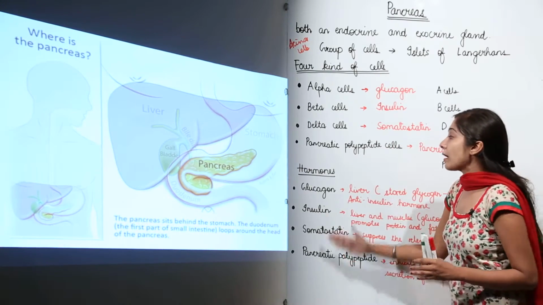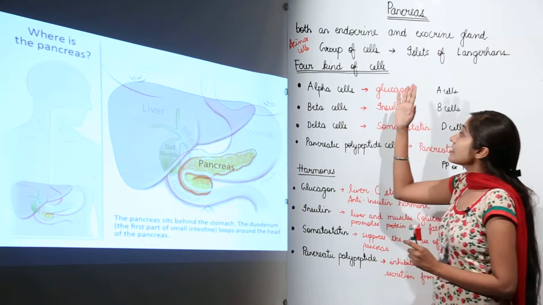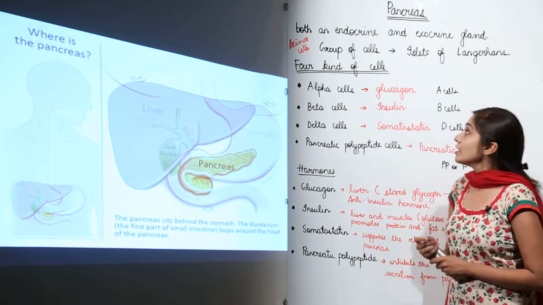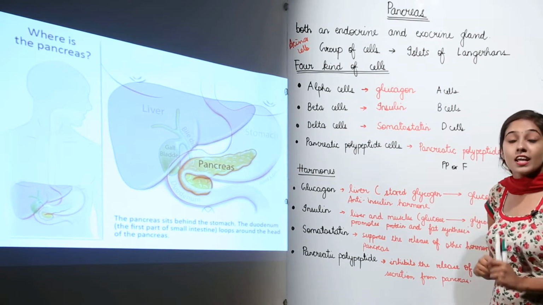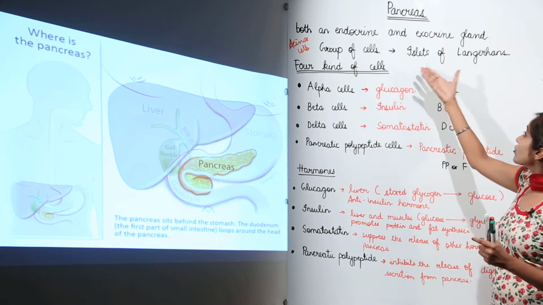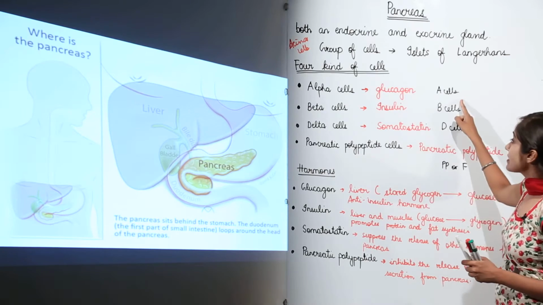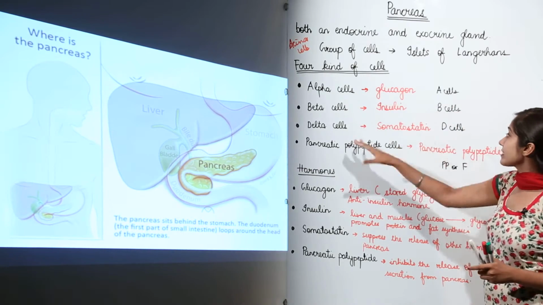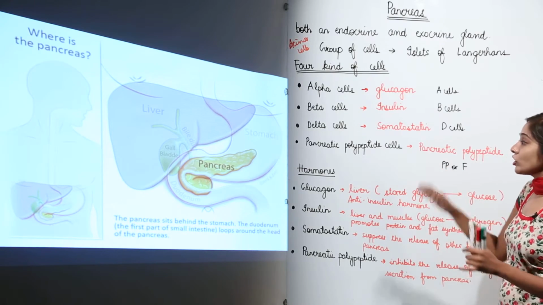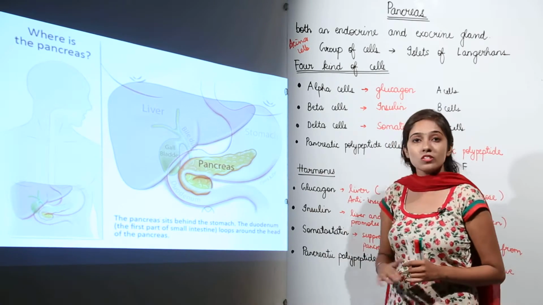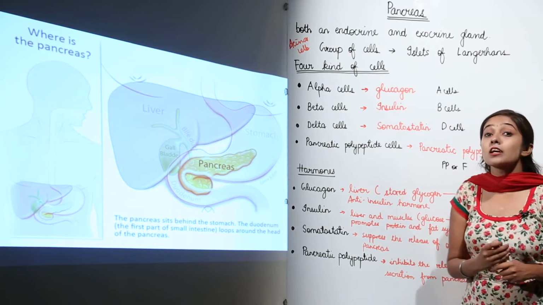So this was about the role of the hormones secreted by the pancreas, this heterocrine gland, which is both an endocrine and an exocrine gland, by which cells? The islets of Langerhans. We have four types of cells: the alpha cells, A cells; beta cells, B cells; delta cells, D cells; and pancreatic polypeptide cells, PP or F cells. They secrete these four major hormones: glucagon, insulin, somatostatin and pancreatic polypeptide.